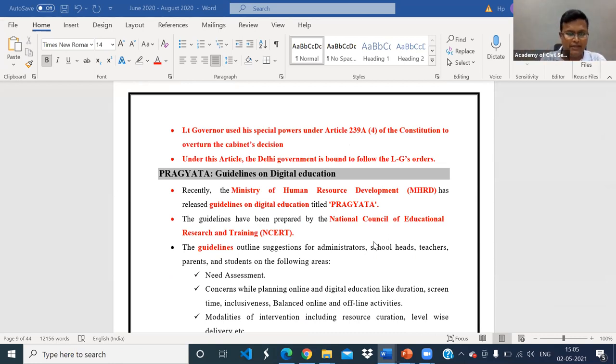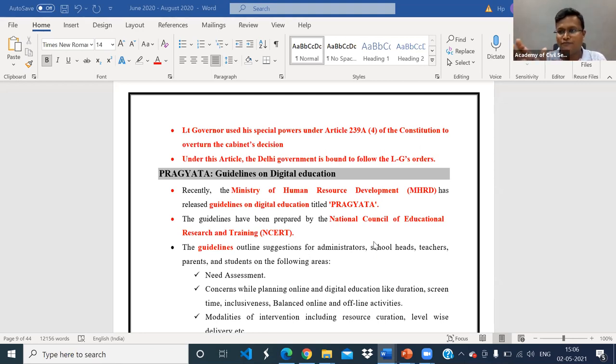Obviously, during COVID-19, everybody shifted into digital learning. We are also doing digital learning. For government universities and government institutions, the Ministry of Human Resource Development, otherwise known as the Ministry of Education at the center, had given a set of guidelines on how to do digital education effectively. Those guidelines were named Pragyata.